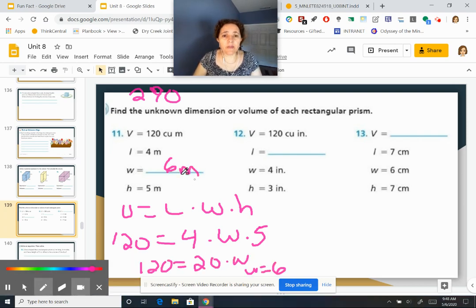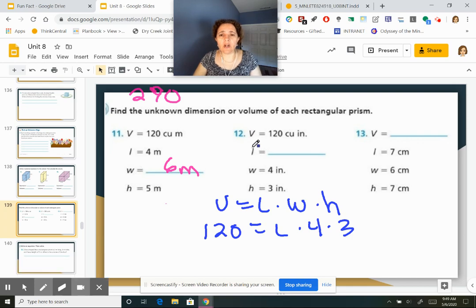Okay, if you said 6 meters, you're correct, because 4 times 5 is 20. 20 times W is going to give me 120. So 20 times what is going to give me 120? They both have a 0. I can ignore them. So 2 times what is 12? 2 times 6. So 20 times 6 is 120. So my answer is 6 meters. Okay. All right, let's do the next one.